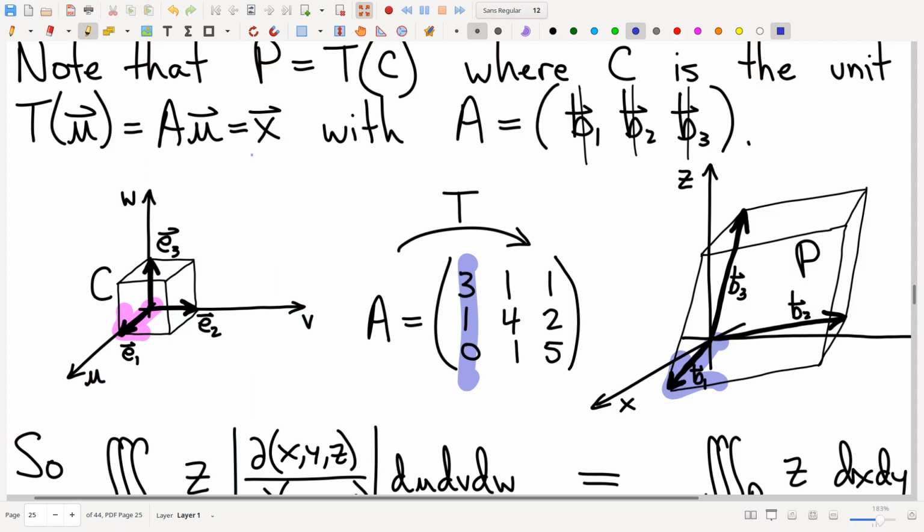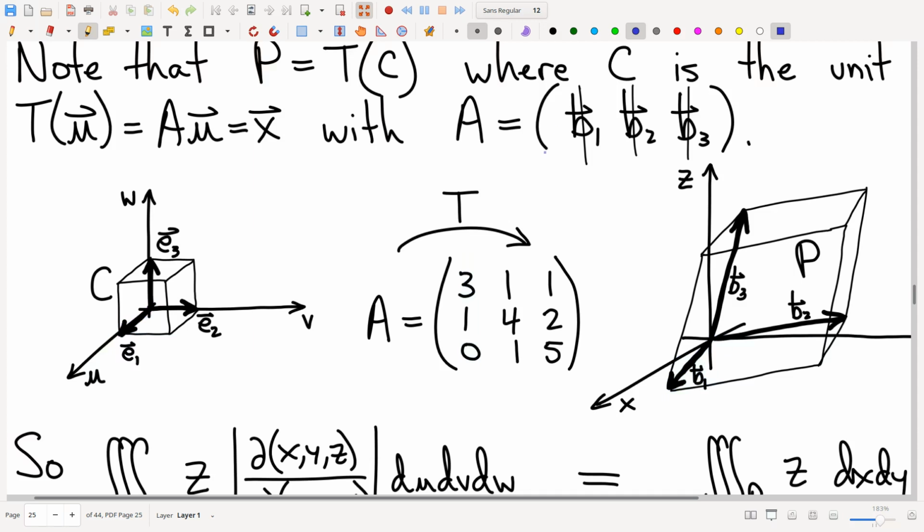This first edge vector of the cube goes to the first edge vector of the parallelepiped. Likewise, the second and third edge vectors go to the second and third edge vectors, and then by linearity, the cube as a whole goes to the parallelepiped as a whole. So it worked out just as we would hope. And now it's all over but the shouting.